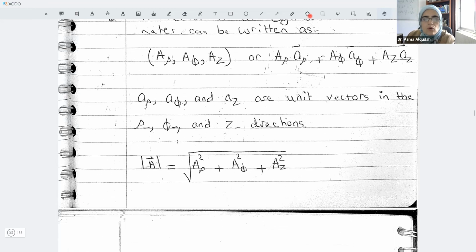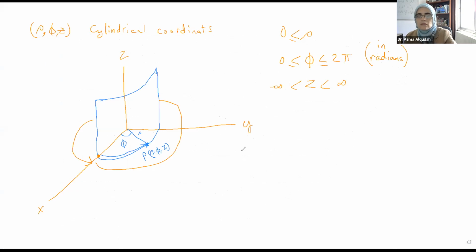Okay, now let's see how we define any vector in the cylindrical space. So in the cylindrical space, any vector A is defined in 2 ways. First, we can define it in terms of its components along each of the 3 directions. So we say A sub rho along the rho direction plus A sub phi along the phi direction plus A sub z along the z direction.